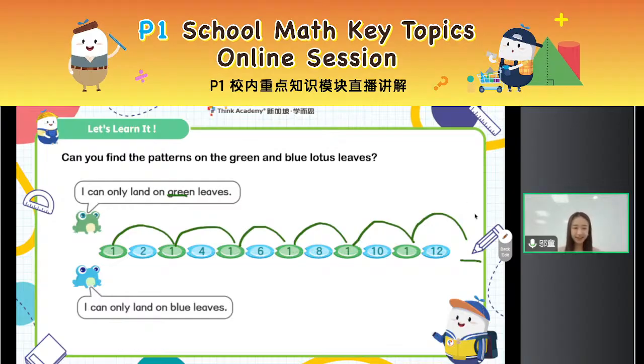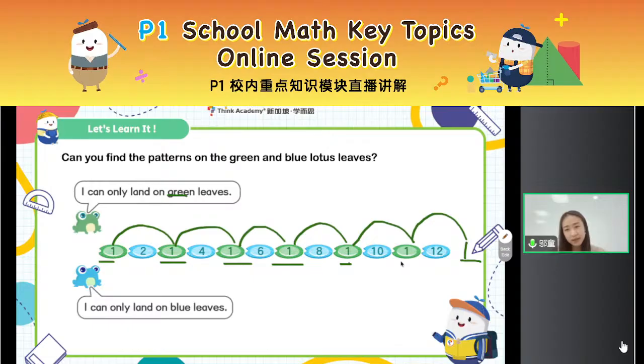Can you have a guess? We can predict. Little frog, green frog, which leaf are you landing on? Oh, he must be landing on one, right? Wow, the green frog always follows the same pattern.